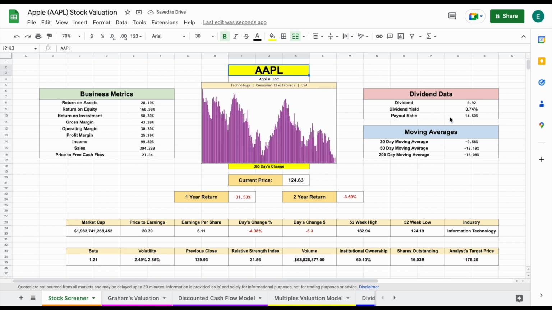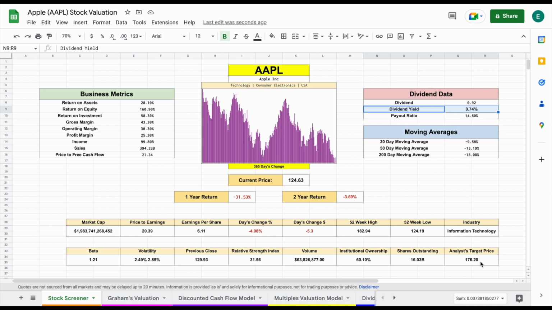Now, I'm a dividend investor, so I always pay close attention to our dividend data here. We can see they're currently paying out 92 cents per share, which gives them a pretty low starting dividend yield of just 0.74%, but they also have a really nice low payout ratio, just 14.6%, meaning they have plenty of room to continue to increase that dividend payout over time.